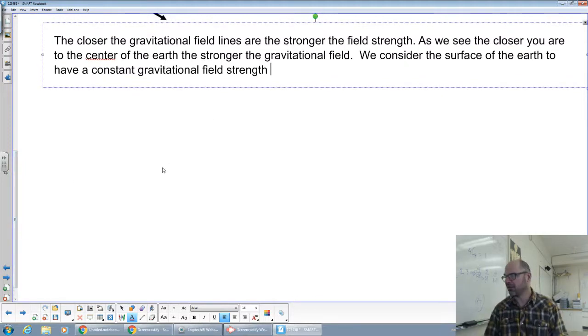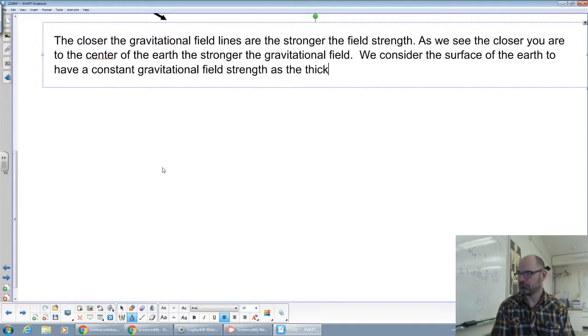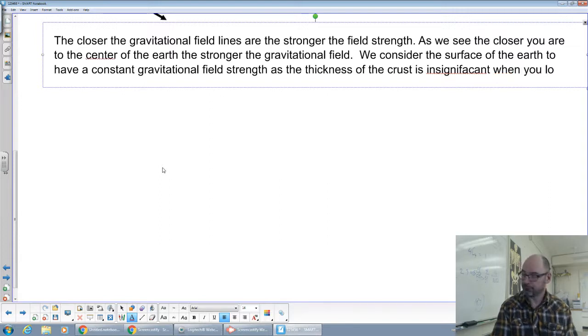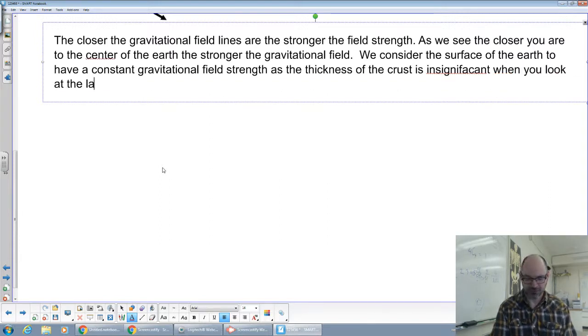Okay. We consider the surface of the Earth to have a constant gravitational field strength as the thickness of the crust, or the surface of the Earth, and where it changes from mountains to flat, is insignificant when you look at the large distances. So we're talking about the radius of the Earth.